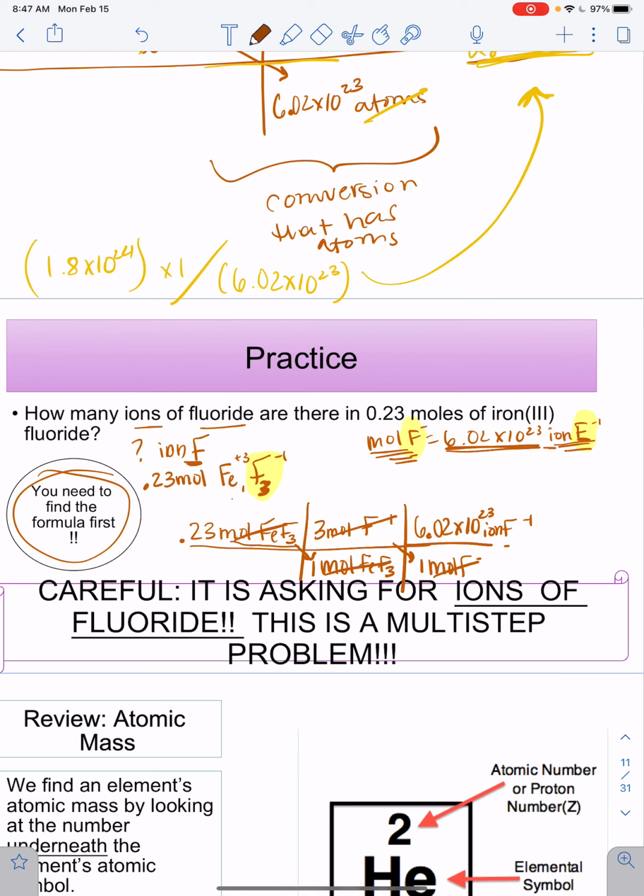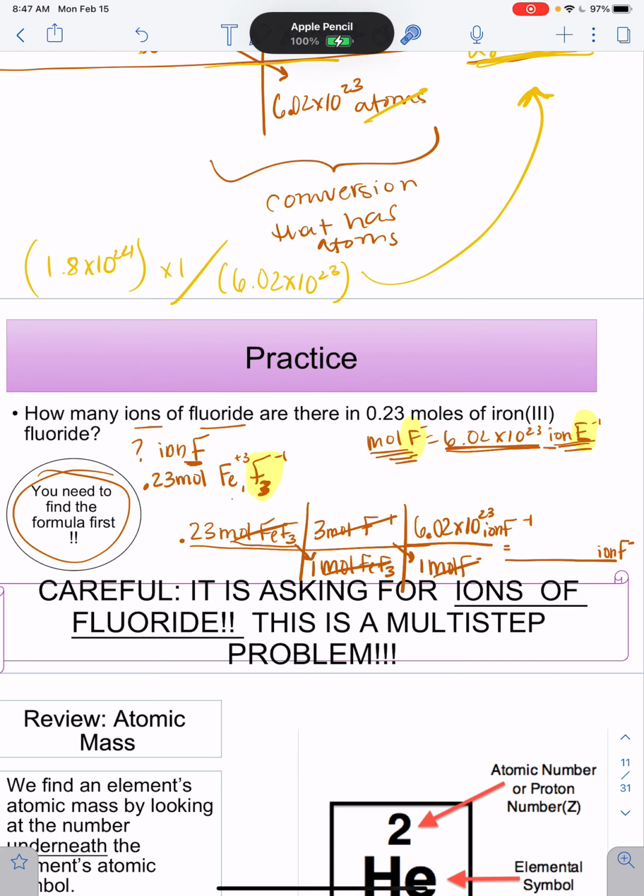So that means I'm putting my equal sign, putting my answer blank, and I'm going to say ions of F is what I'm searching for. So now in my calculator, this is what I'm going to do. I'm going to multiply everything on top. So 0.23 times 3 times 6.02 times 10 to the 23rd divided by all the numbers on bottom, which are just ones. So divided by 1.